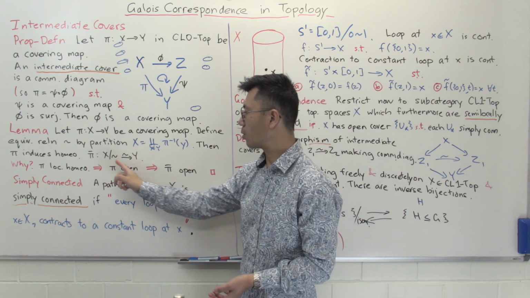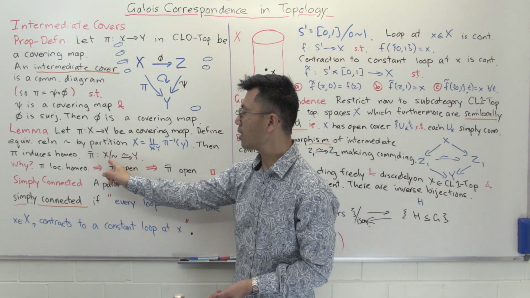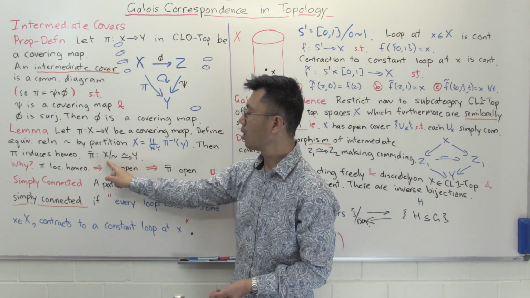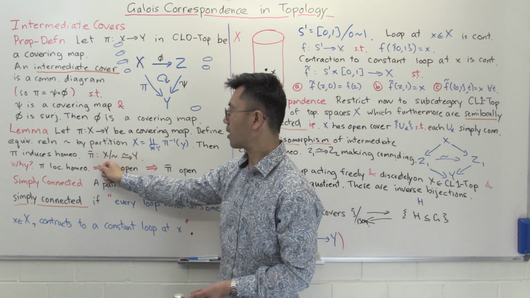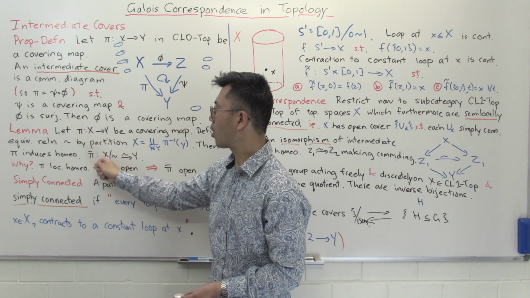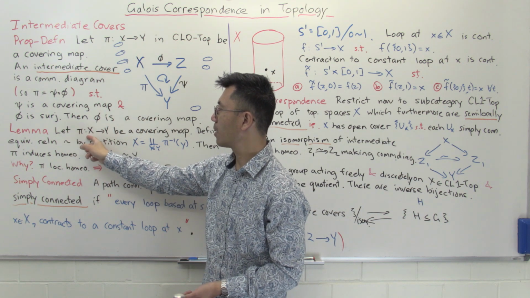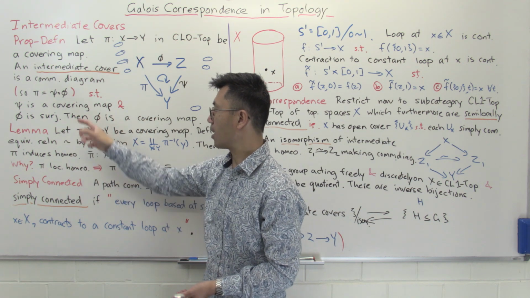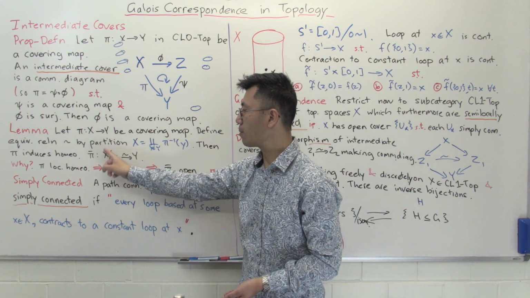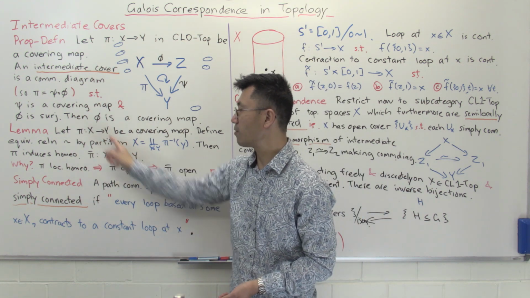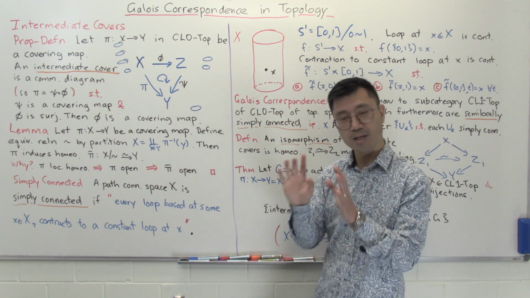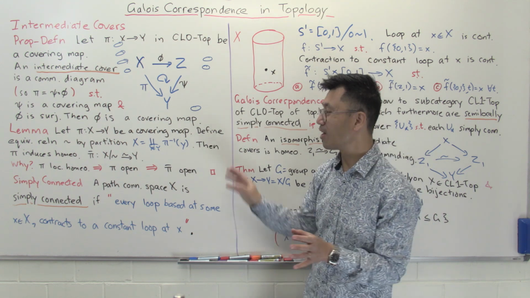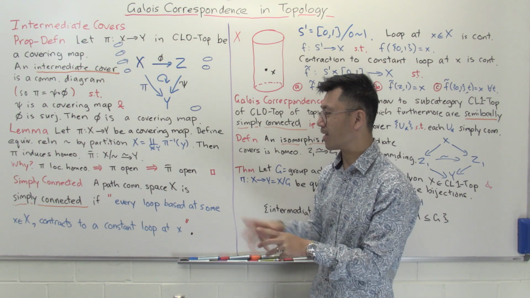The reason why is that, to check that it's open, you want to look at the image of an open set here. You take an open set here, you pull it back via the quotient up to x, and that's an open set. And since pi is open, the image of that open set, which is also the image of the open set here by surjectivity of this map, is open. So pi bar is also open. Hopefully your point set topology is good enough that you can work that out, but it's not difficult.